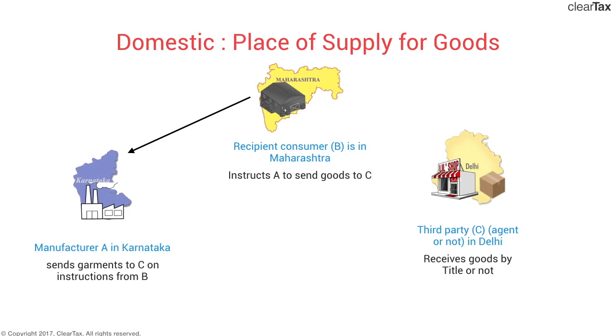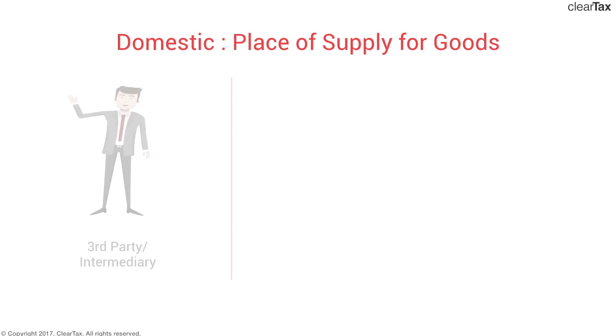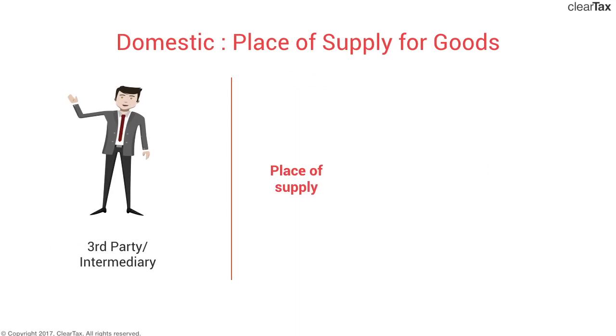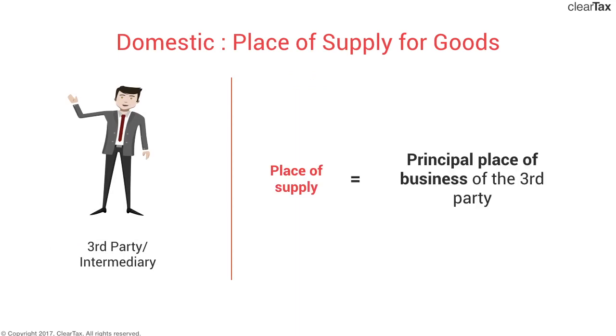Whether he's the owner or not, it doesn't make a difference. He receives the goods on the instruction of the recipient, and this is the situation that we are dealing in, where the supplier delivers goods to a recipient or any person on the direction of a third person. Whether the third person is an agent or not does not make a difference. In this situation, the place of supply would be the principal place of business of this third party.